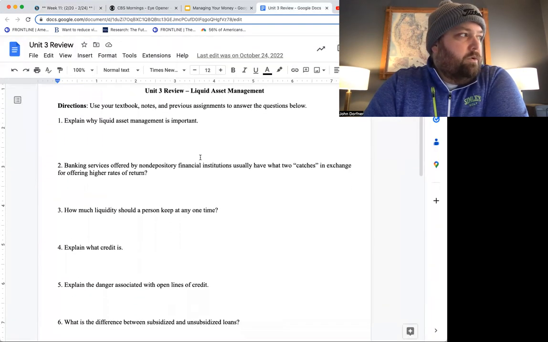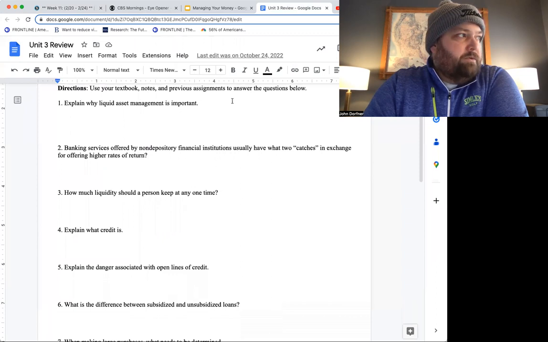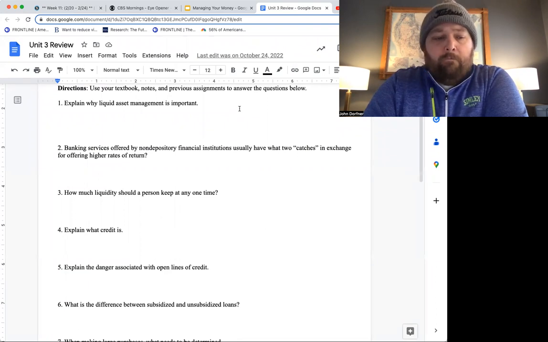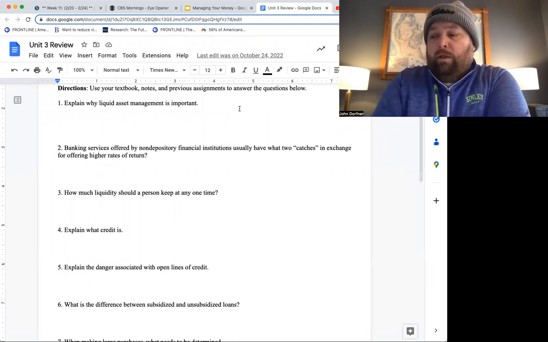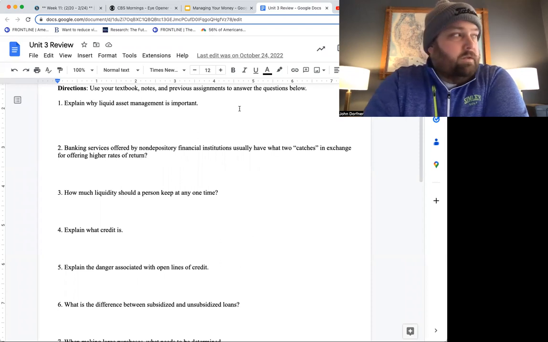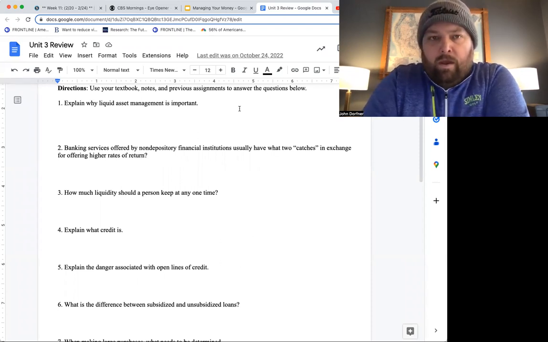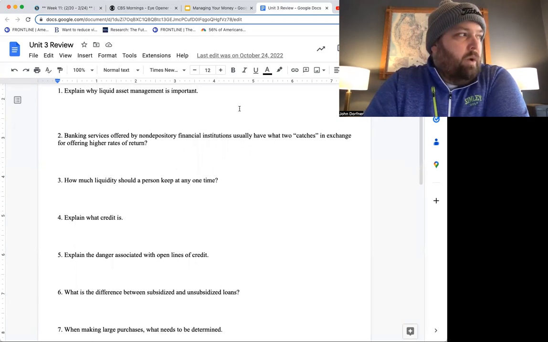Unit 3 review. Explain why liquid asset management is important. Live comfortably, pay your expenses, cover unexpected expenses, and probably one of the most important things, with that amount of cash that you have on hand, we still want to be using it in a way to accumulate wealth.